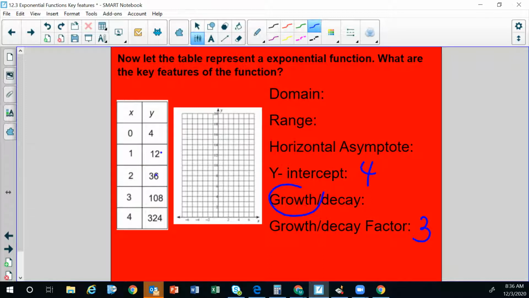What is my asymptote going to be? Y equals 0. I mean, we can plot it. And what's my range going to be? And my domain? Negative infinity less than x less than positive infinity, all real numbers.